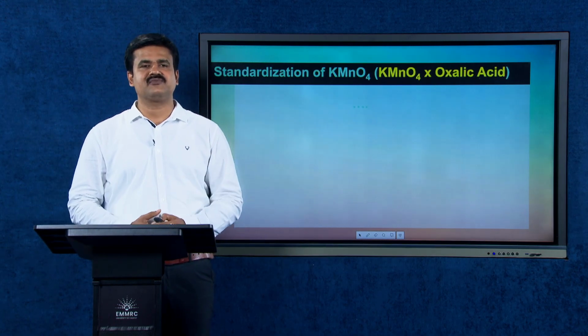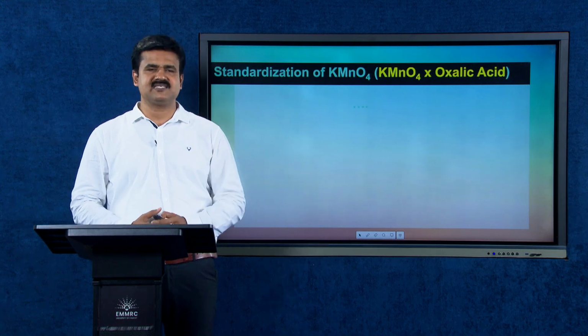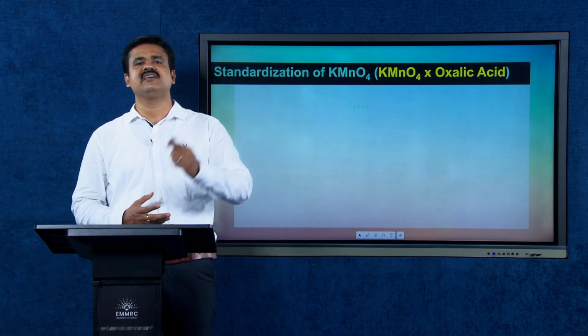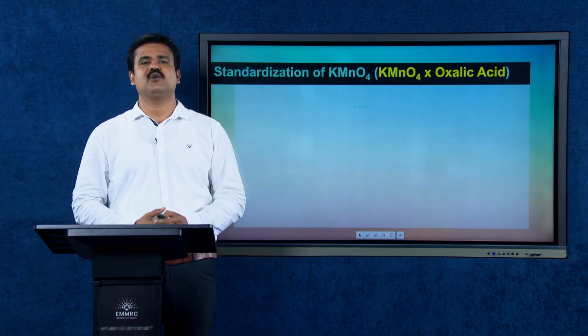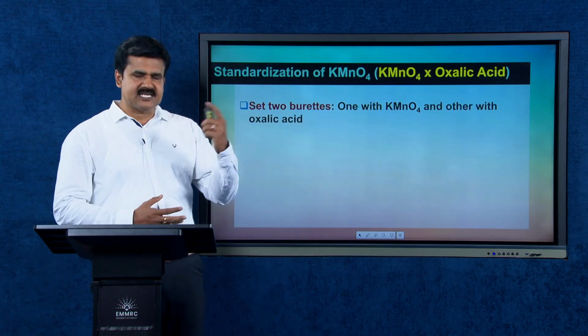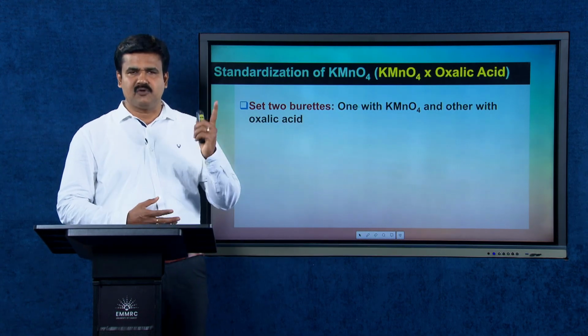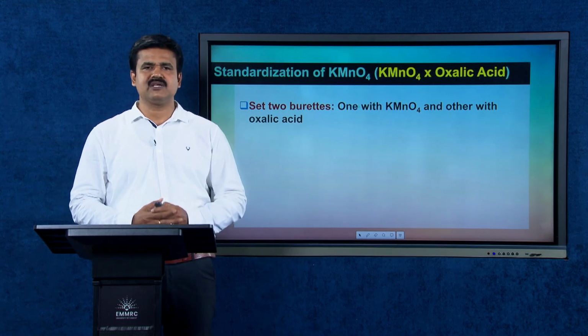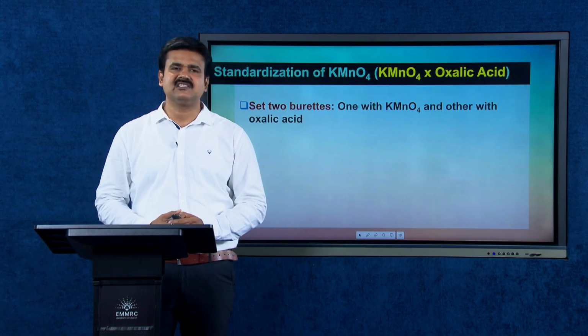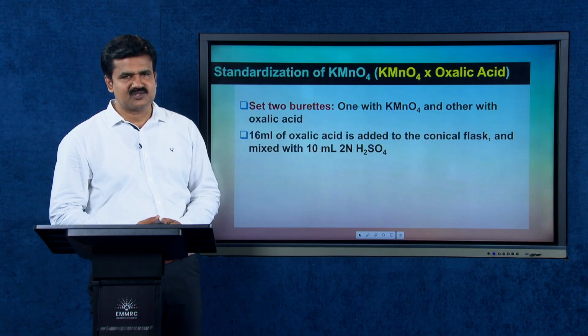Now, the second part of the experimental procedure, that is standardization of KMnO4. Here we are performing the titration between potassium permanganate and oxalic acid. We are performing the titration by the double burette method. For this, set 2 burettes, one burette with KMnO4 and the other burette filled with oxalic acid solution.